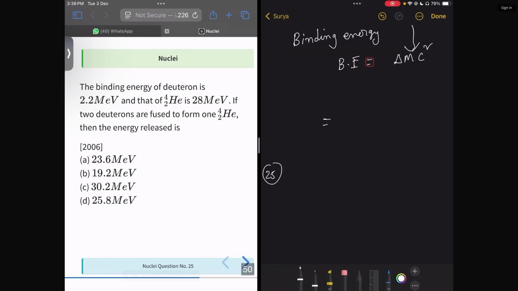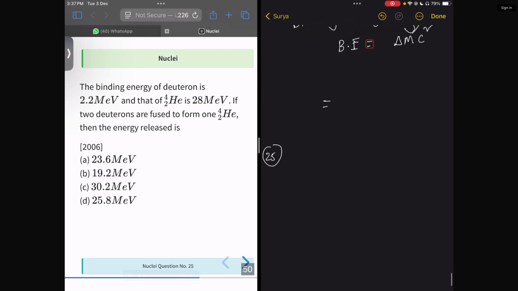If two deuterons fuse to form one helium, then the energy released is the difference in binding energy. The binding energy of the deuteron is 2.2 million electron volts, and helium is given as 28 million electron volts. The total binding energy of the initial two nuclei will be calculated.